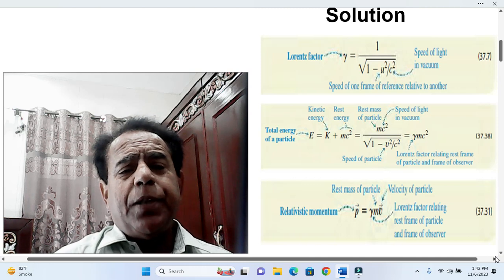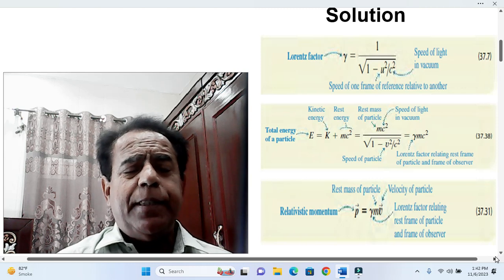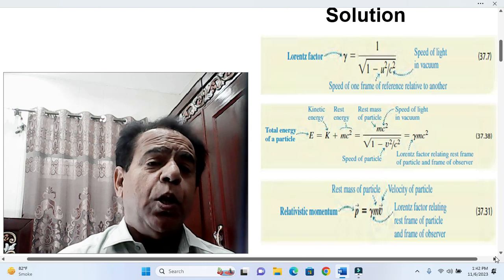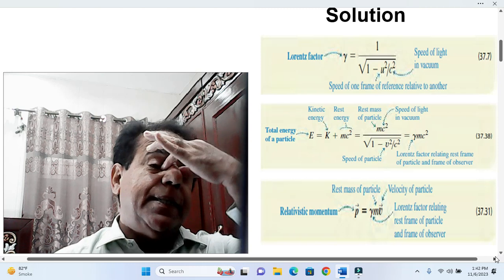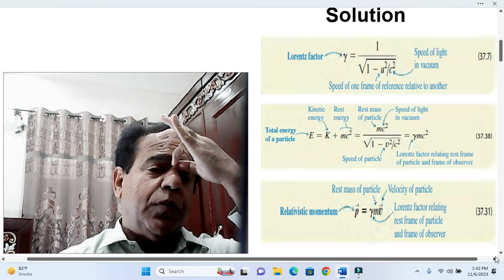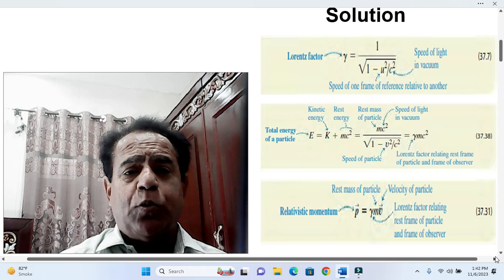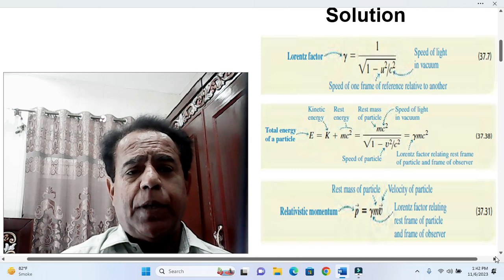These snapshots will set a guideline for us. The first of these snapshots is about the Lorentz factor. Lorentz factor gamma is equal to 1 over the square root of 1 minus u square over c square, where u is the speed of one frame of reference relative to the other, while c is the speed of light in vacuum.